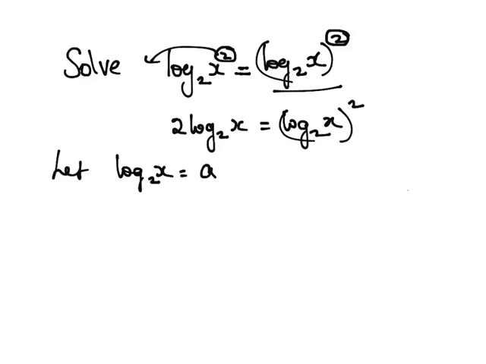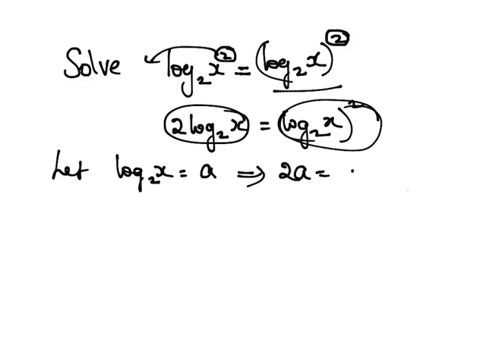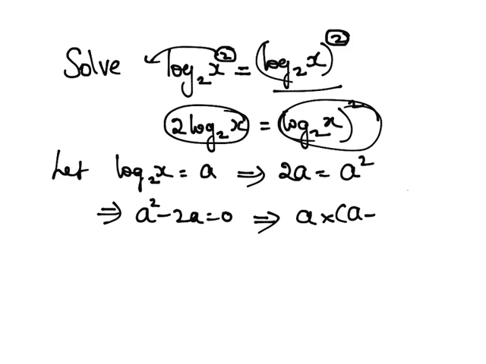Then what I'll get is this will become 2a equal to a squared. So we shall get a squared minus 2a equal to 0, which implies a into a minus 2 equal to 0. Again, which implies either a is 0 or a is 2. Now my objective is to find the value of x.